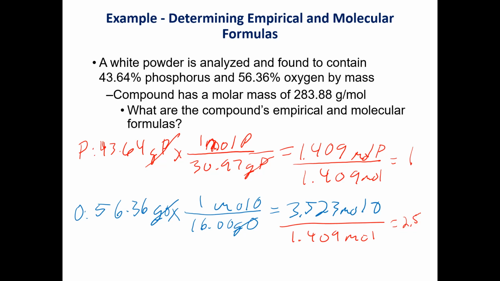So again, we can't have half an oxygen, which means that we've got to multiply this by 2. So 1 times 2 is going to give us 2. 2.5 times 2 is going to give us 5. So that gives us an empirical formula of P2O5. That is our empirical formula.